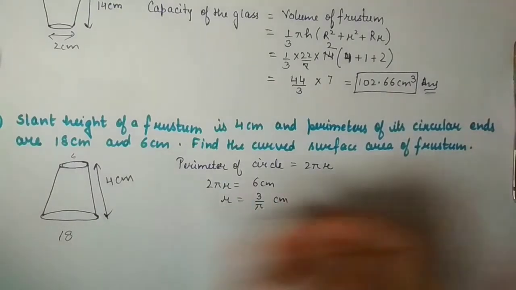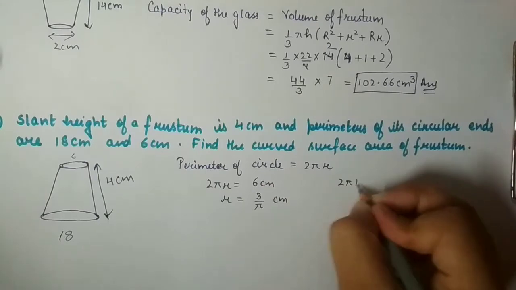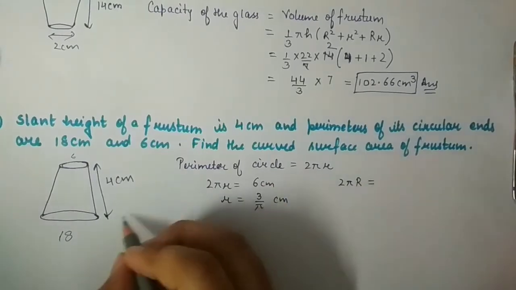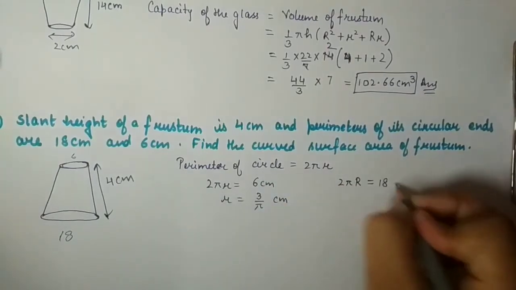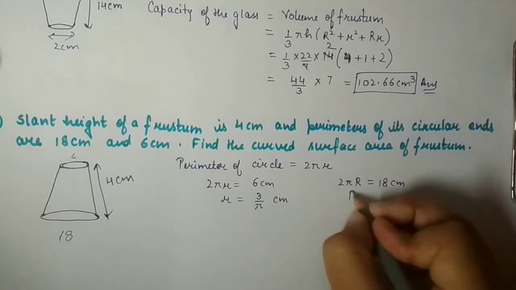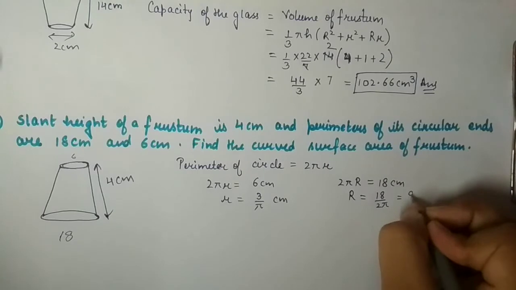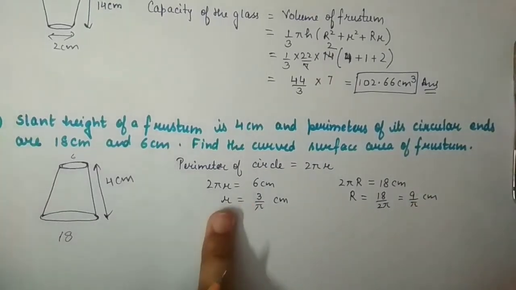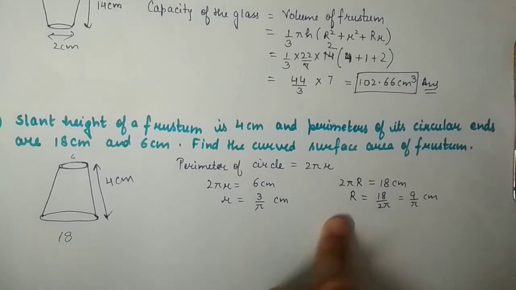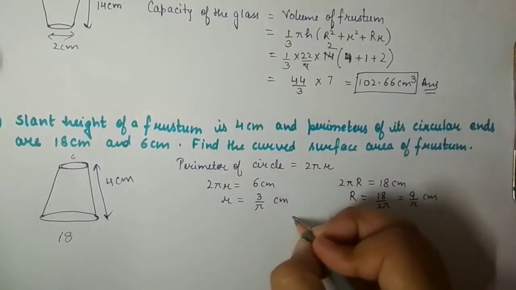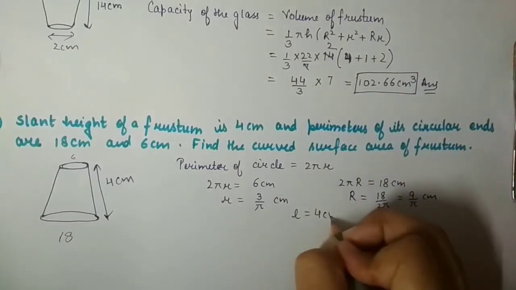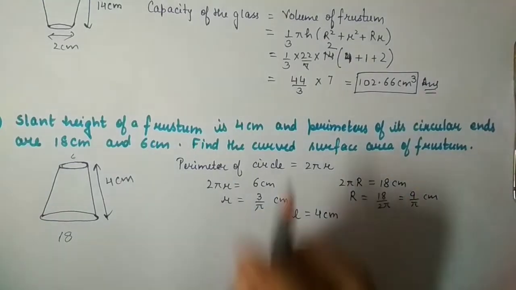Now for the larger circular end, 2 pi capital R is equal to 18 centimeters. So from here you get capital R is equal to 18 upon 2 pi, that is 9 upon pi centimeters. So now you have the smaller radius and the larger radius. You also have slant height, that is L, which is given to be 4 centimeter. Find the CSA of frustum.